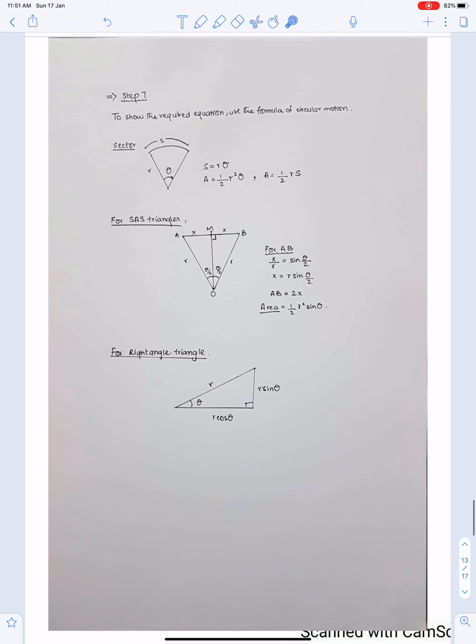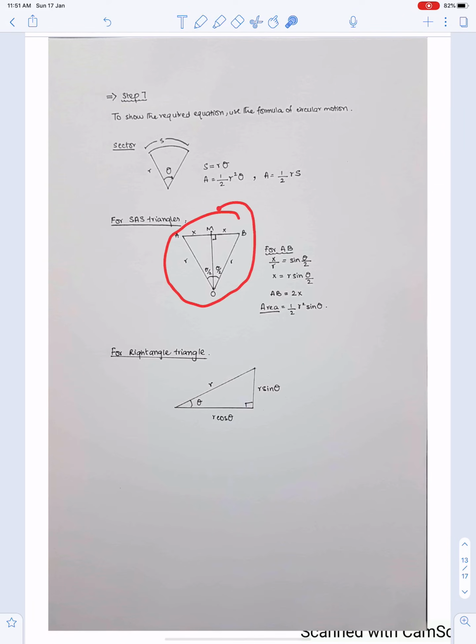Step number 7. To show the required equation, use the formula of circular measure. Normally, they give you a situation like this. They give you a sector. For sectors, you all know the formulas of arc length and area. You have done this in P1. This is the arc length formula and this is the area formula. Make sure you revise your concepts of circular measure from P1, and then you can be good at this step.